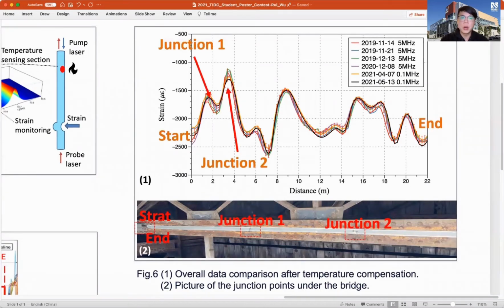Furthermore, we put all data in one plot after temperature compensation and did more analysis. We found that big noise appears at junction 1 and junction 2. We can see those junctions in the second picture of Figure 6. The gap between different pieces of steel can cause the epoxy to dry out, and also the junction sections are more sensitive to strain. So unstable noise was introduced to the system at these two locations.